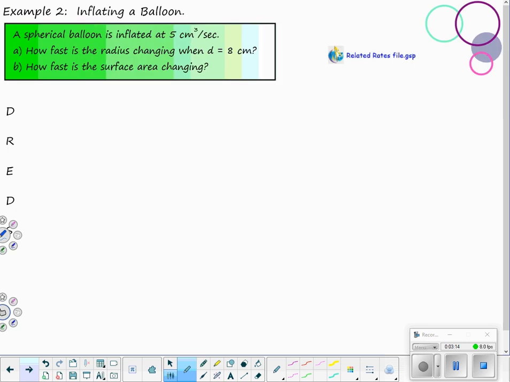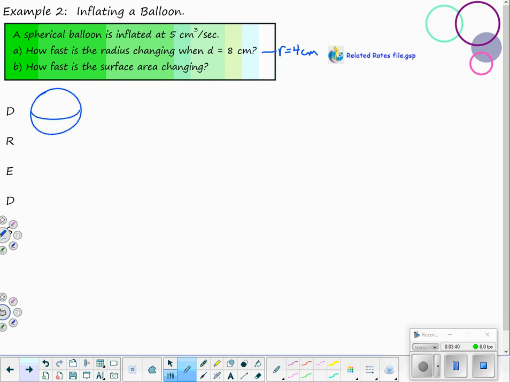We've done this in class where we blew up the balloon and watched how things changed. A spherical balloon is inflated at 5 cubic centimeters per second. How fast is the radius changing when the diameter is 8 centimeters? So immediately from this, I'm going to think to myself, well, that means the radius is 4 centimeters. I'm going to go ahead and go through this problem.